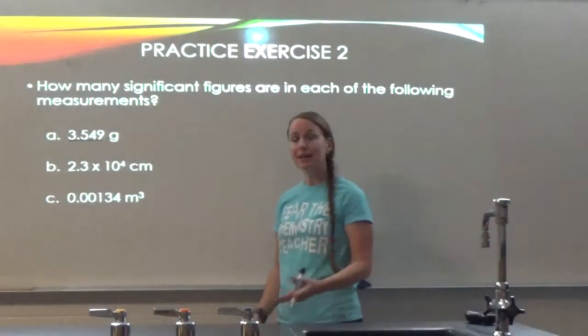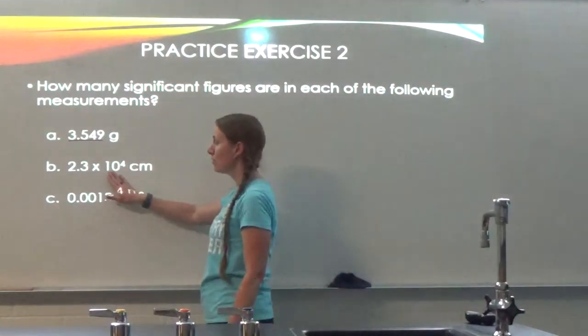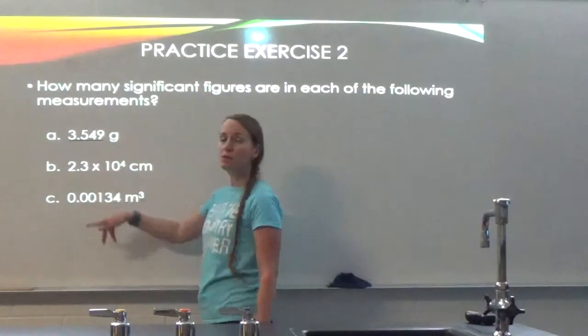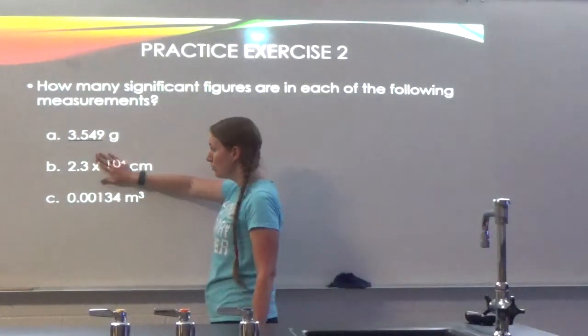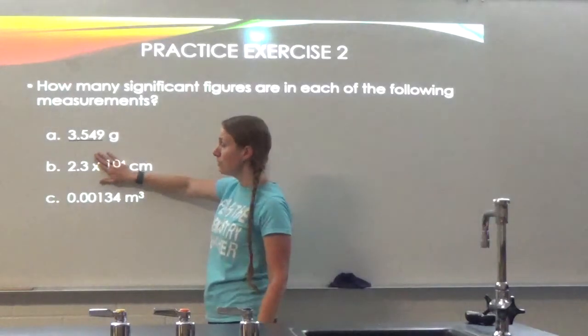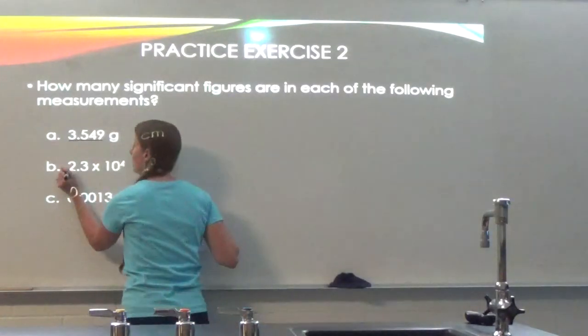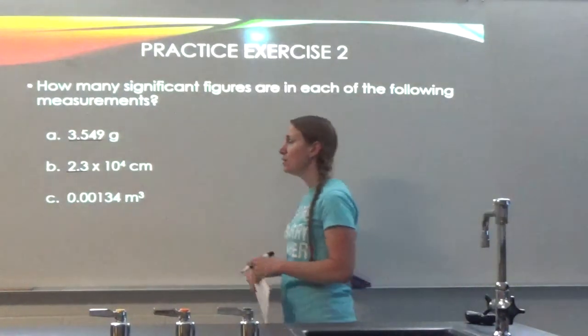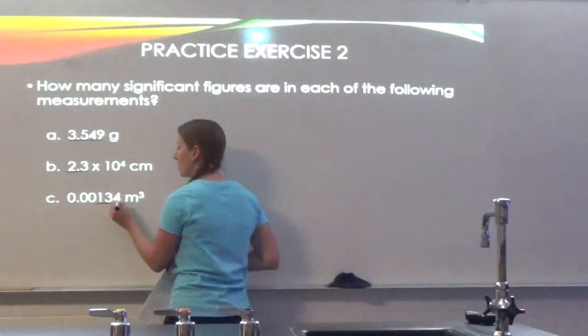For part B, again, I told you, when it has the power, like the exponent for scientific notation, don't move the decimal. Don't try to underline the 10 or the 4. Okay, we disregard this part completely. So 2 and 3 are both significant. And then for part C, we know 1, 3, and 4 are.